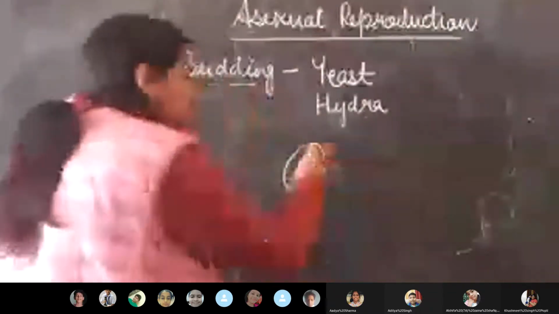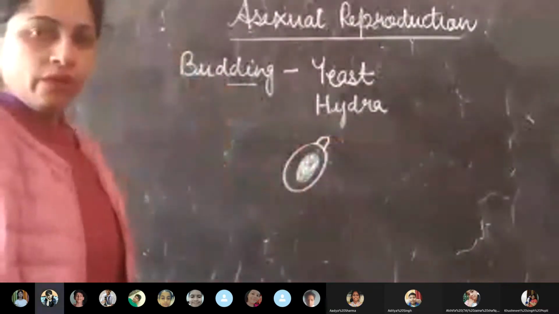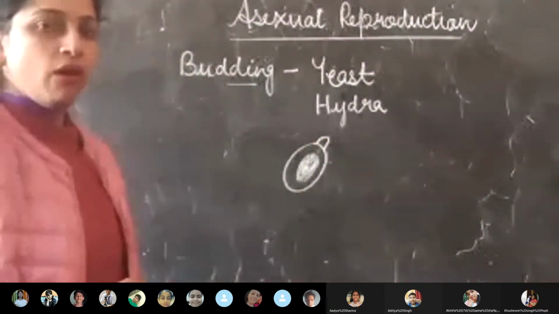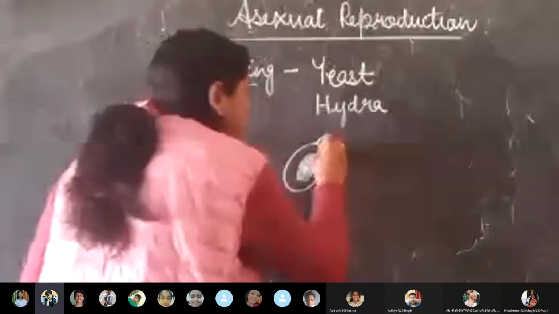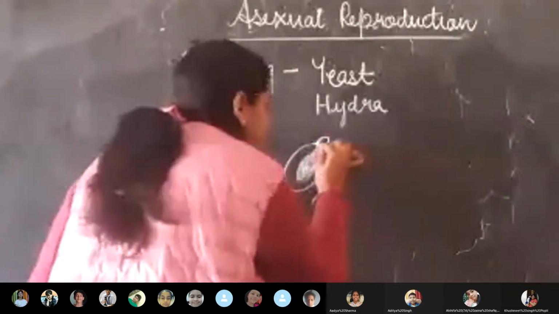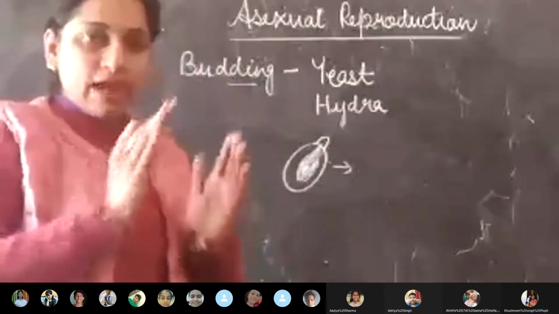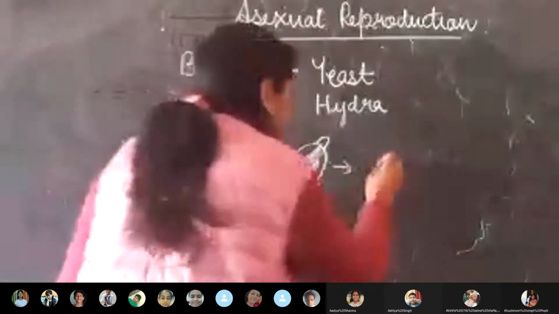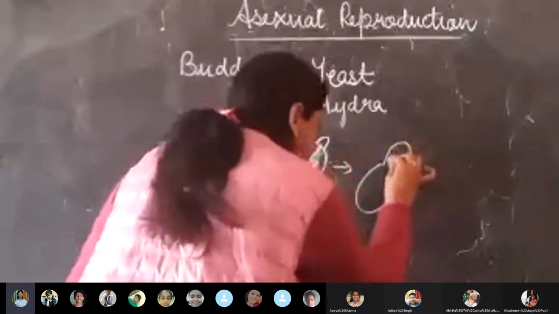Yes, and there is a small outgrowth here on the body of the yeast cell. You see a small outgrowth which also contains a part of the nucleus, because the nucleus gets elongated. Then further what happens, this outgrowth develops a little and it still is attached to the cell.